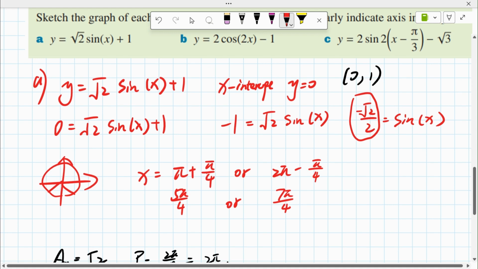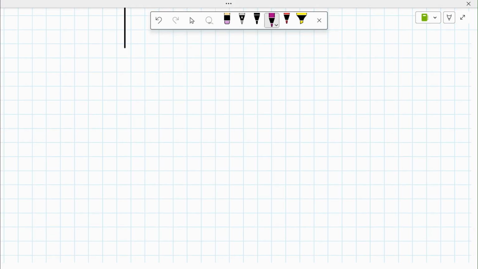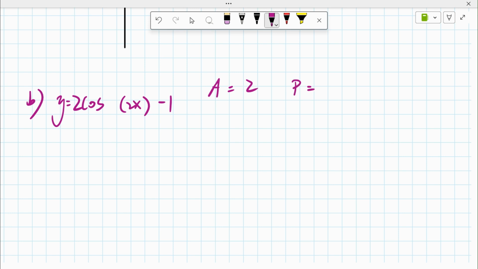And I'm going to draw the cosine one as well. So part b: y equals 2 cosine 2x minus 1. Clearly for this one, we're going to find that the amplitude equals 2, and the period will be equal to 2 pi on 2, so equal to pi. So that was a pretty good one.